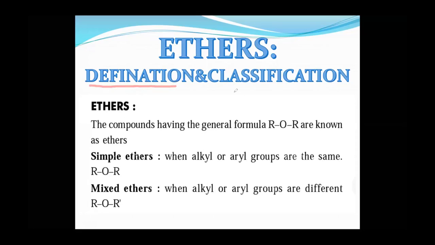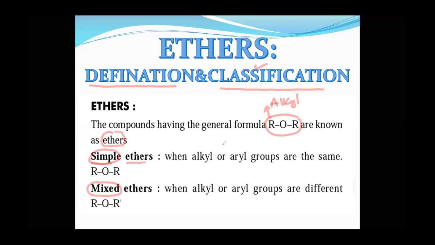Ethers, what is the definition and how are they classified? Ethers are compounds having the general formula ROR, where R stands for an alkyl group. One oxygen surrounded by two alkyl groups is known as an ether. Classification means differentiation, separation. Ethers are classified into two types: simple ethers and mixed ethers.